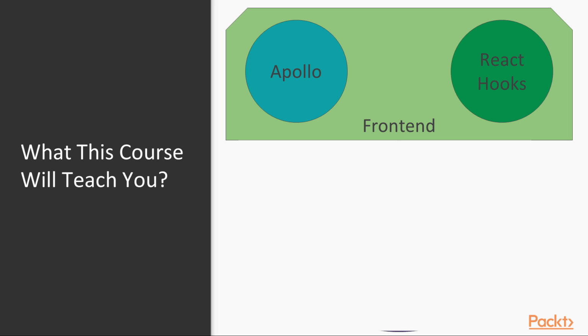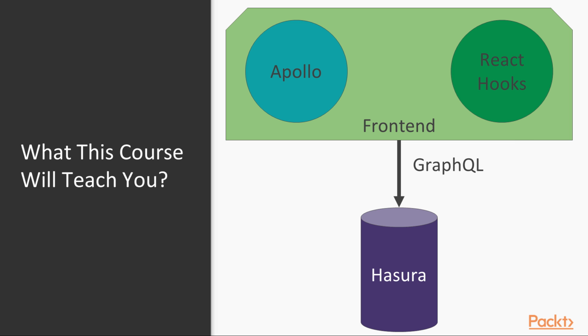What this course will teach you. First, on the front end, we're going to be using Apollo GraphQL and React hooks. As you know, React hooks is quite a recent development, so you're getting the bleeding edge of React learning. And we're going to connect all of this using GraphQL to Hasura, a system that you can use on any cloud, which allows you to use Postgres and create a real-time backend on top of the Postgres with a minimal amount of setup.